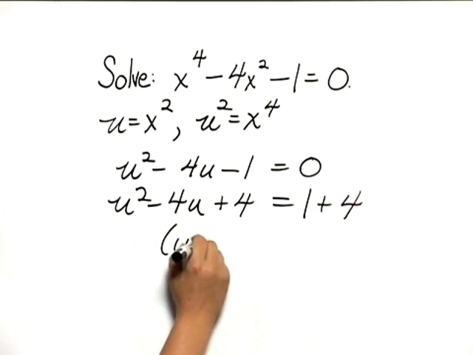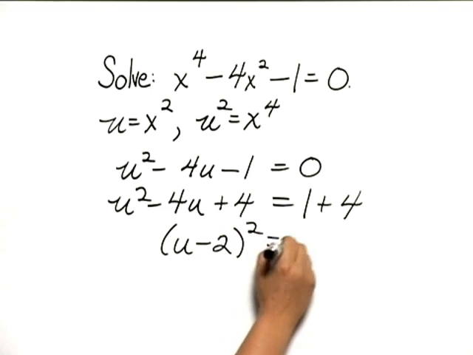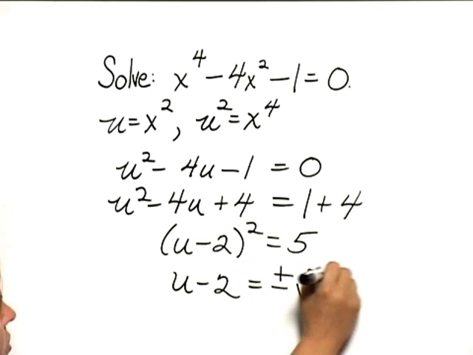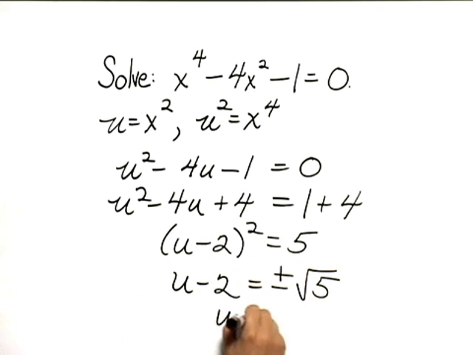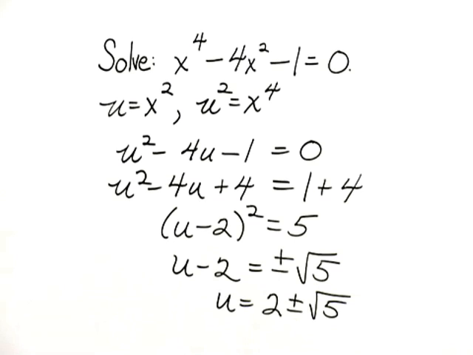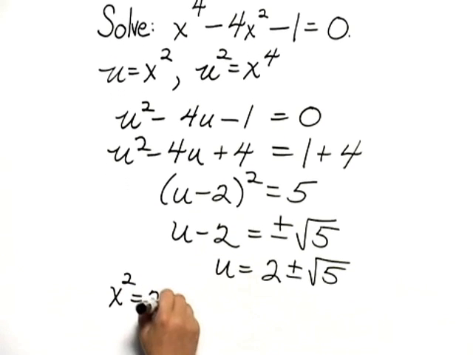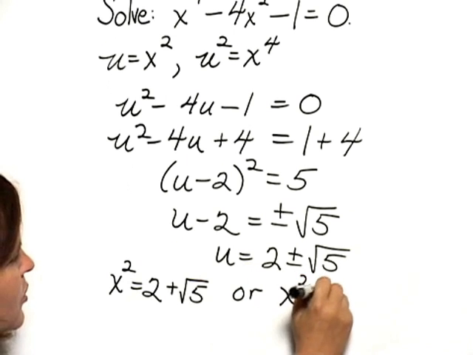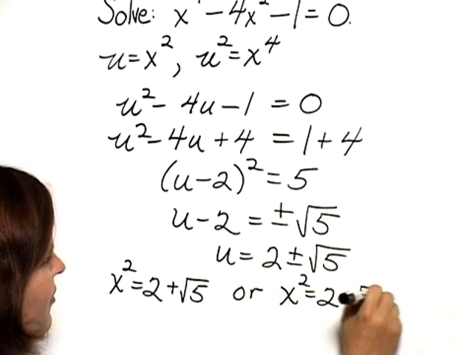This then would be u minus 2 squared equals 5. Using the principle of square roots, we would get u minus 2 equals plus or minus the square root of 5, or u equals 2 plus or minus the square root of 5. Now our original variable was x, so we have to substitute the x squared back for the u, and I'm going to separate these. I'm going to write that x squared equals 2 plus the square root of 5, or x squared equals 2 minus the square root of 5.